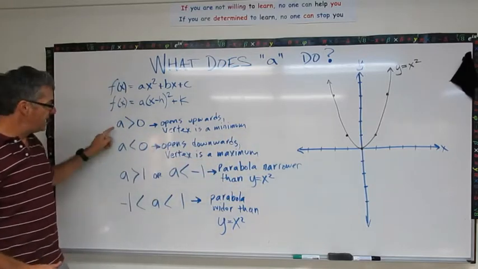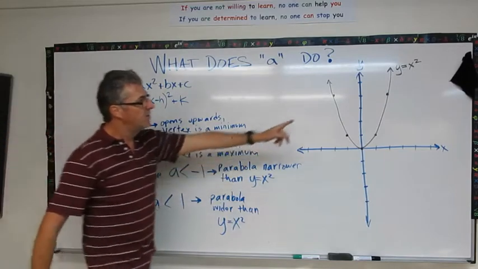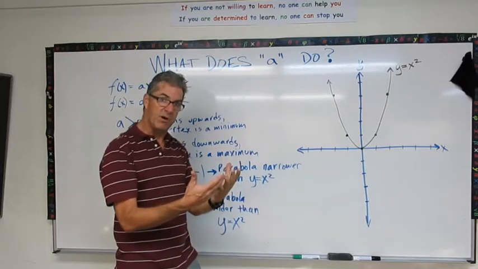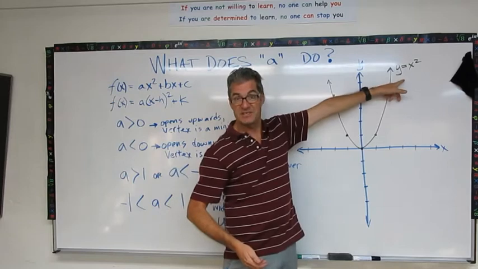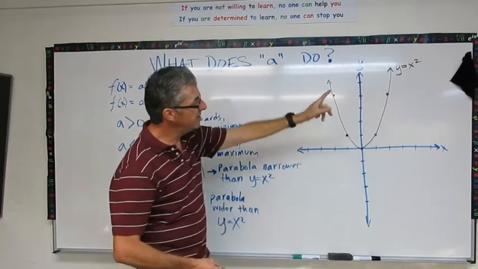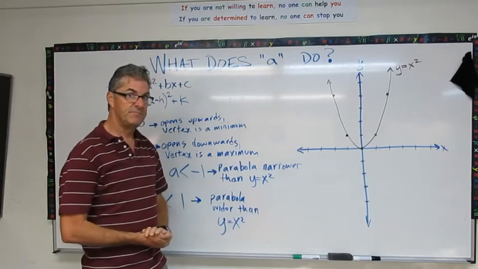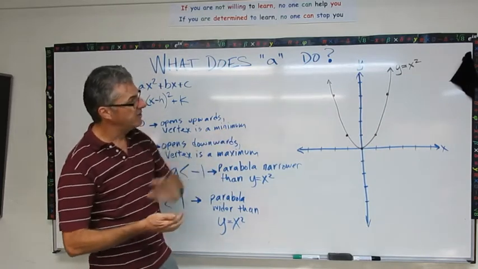The way we understand what a does is we compare it to the graph of y equals x squared. That's kind of the parent parabola. Every other parabola is a different version of this same parabola. And then take a look at that. y equals x squared. What's a in that function? If you guessed 1, that's right. There is a 1 in front of the x squared.